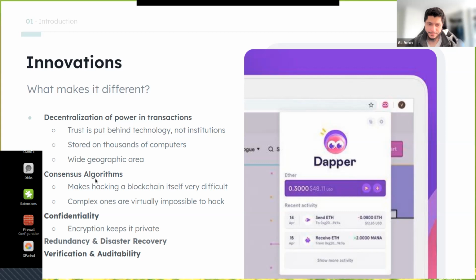Consensus algorithms. This is another thing which distinguishes blockchains. Yes, go ahead. If it is stored in, for example, thousands of computers, how will the data get synced? And for the data sync, it will take more time, right? So how will it be efficient compared to an actual database?